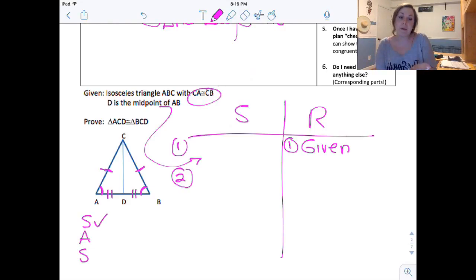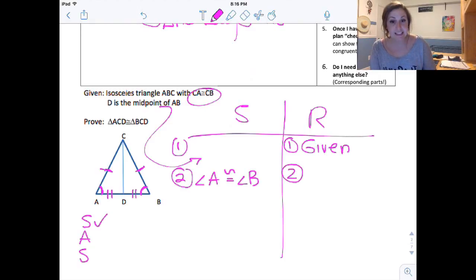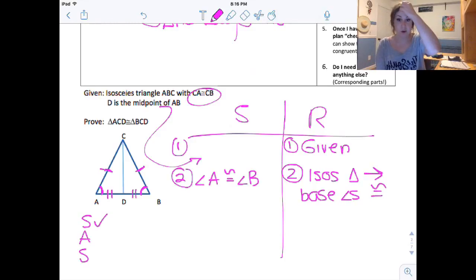So now maybe let's look at our angles. So I can say here that angle A is congruent to angle B, and the reason I know that is this. I can say in an isosceles triangle, I know that the base angles are congruent. Or I could say angles across from congruent sides are congruent. But isosceles triangle gives me base angles congruent. So check, I've got that.